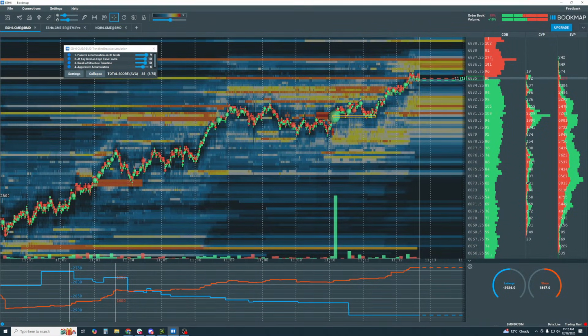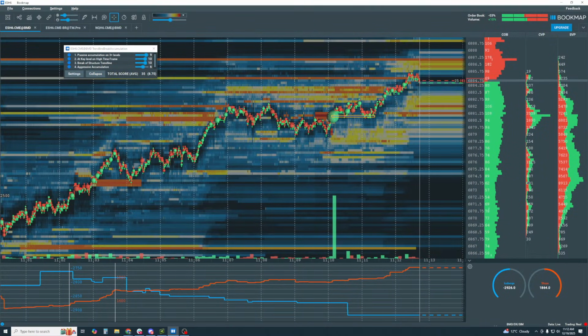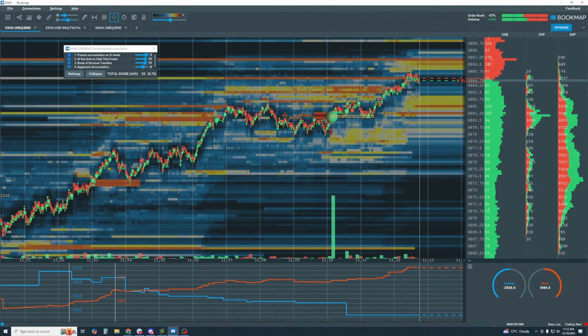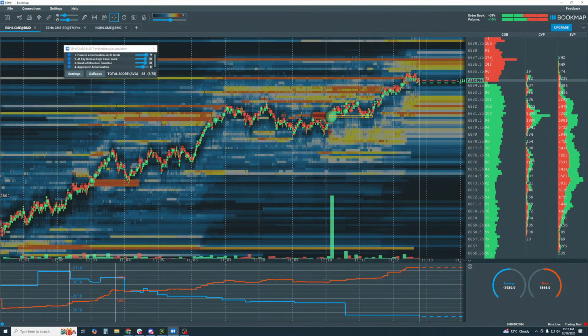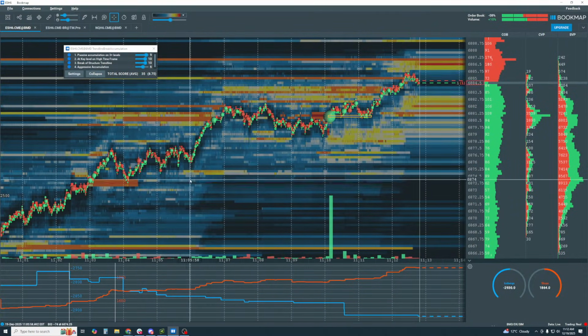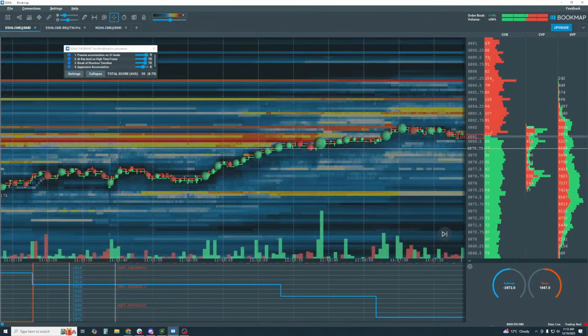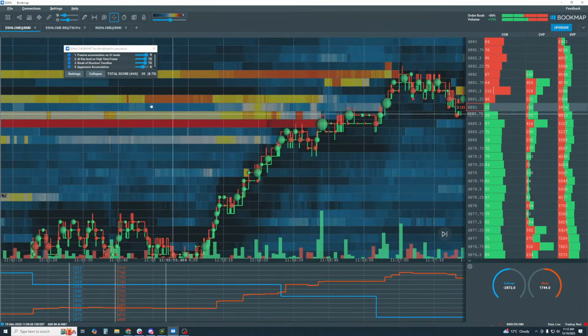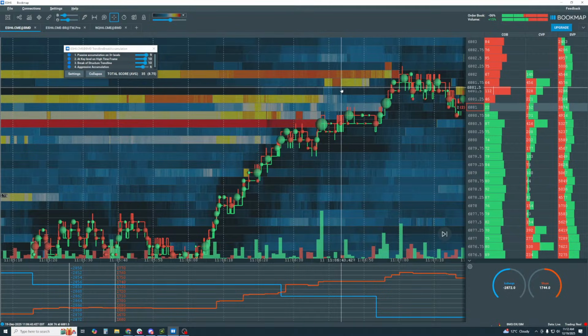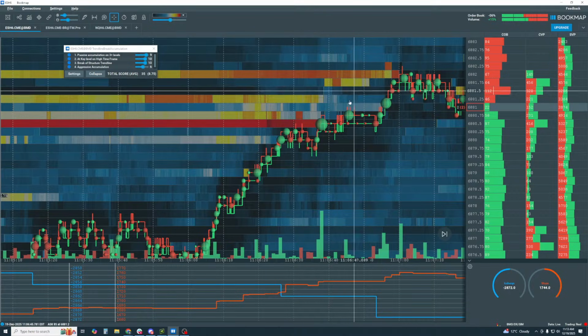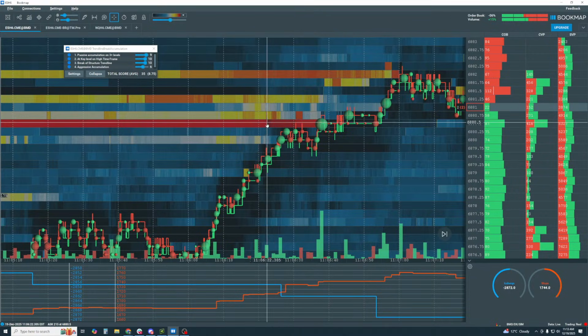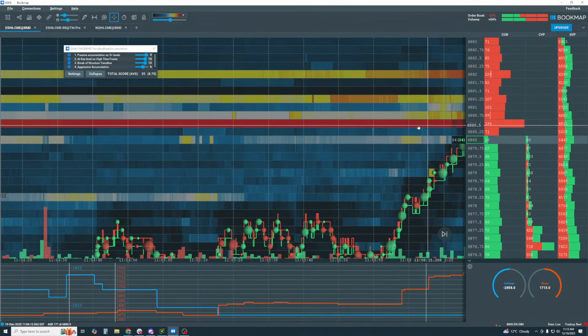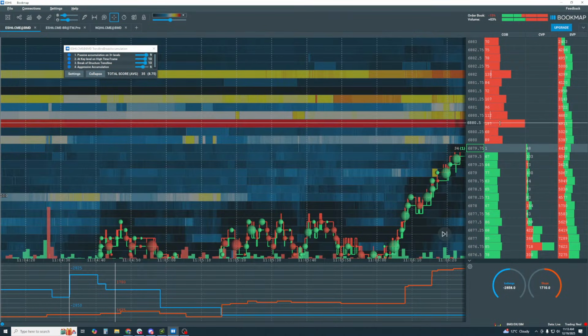How do I identify passive accumulation? What's the difference between passive and aggressive? Okay, that's critical. The heat map. What is the heat map showing? Kalyan, what is the heat map showing? Okay, it's showing liquidity. Okay, what is liquidity?